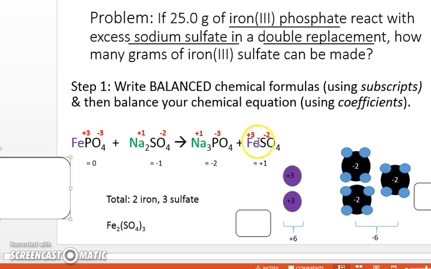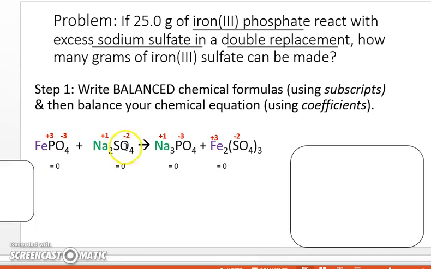You can also remember this as our drop and swap rule. So the charges, if they're written above them, kind of like I did right here, if you drop them and then swap them, you'll notice that you have iron with a 2 and sulfate with the 3 next to it. So that's a quick and easy way to do it, if that's how you want to remember it.